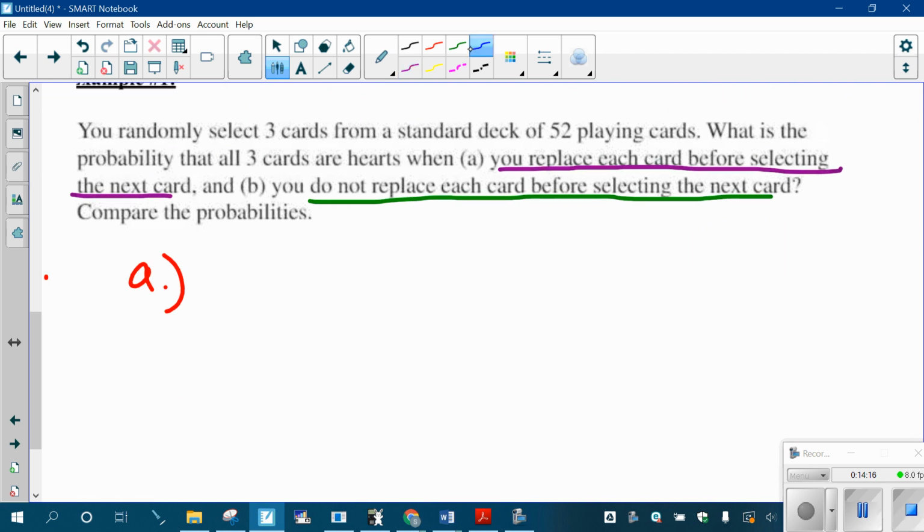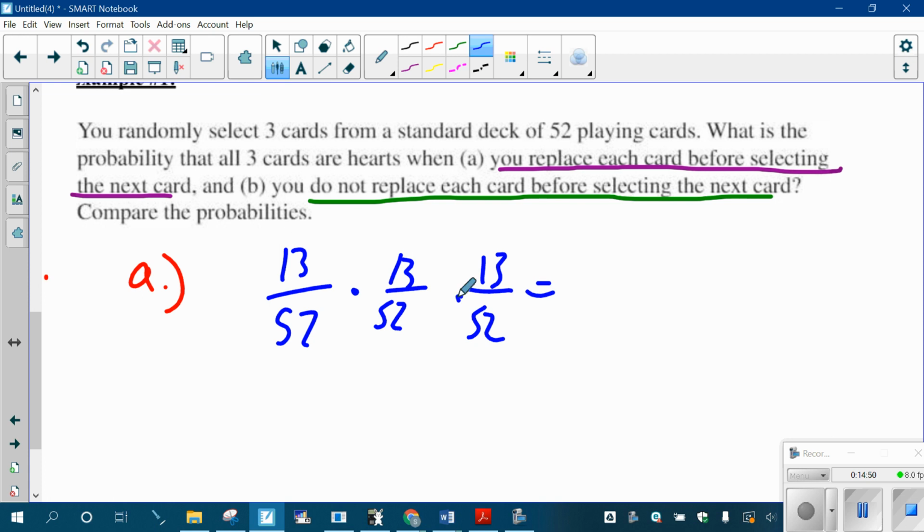If you replace the card after it, then it makes these events independent events. So what's the probability of picking a heart? Well, a quarter of the cards are hearts. 13 out of the 52 cards are hearts. But if you put it back, what's the probability of picking a heart the next time? 13 out of 52. Once you put it back, what's the probability of picking a heart again? 13 out of 52. That's it. Multiply them all together, and you get 1/64.